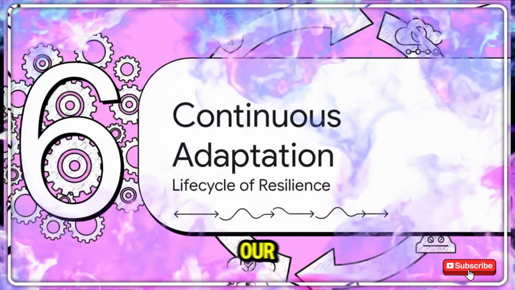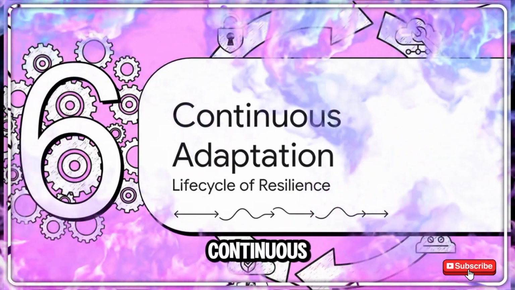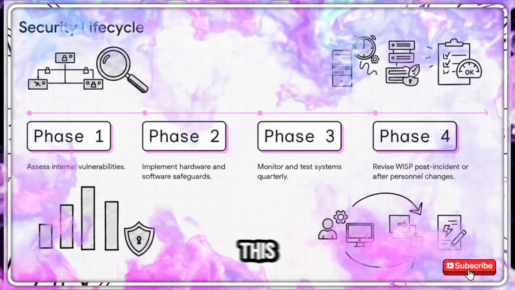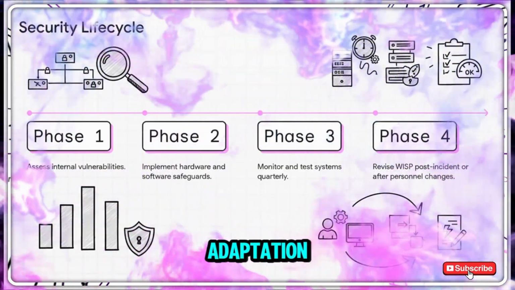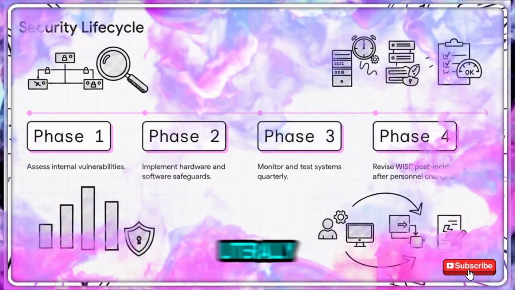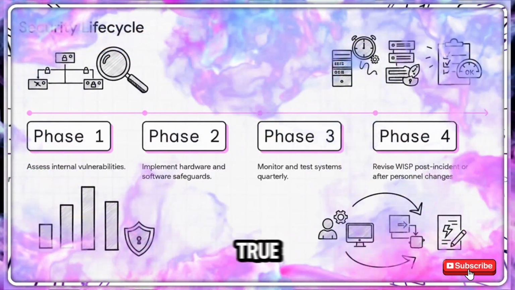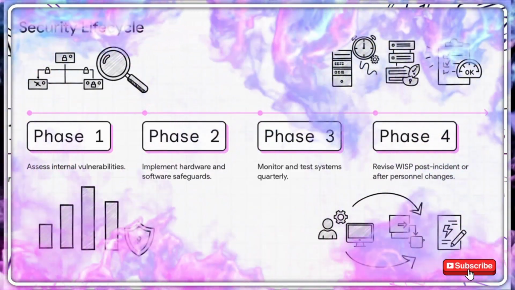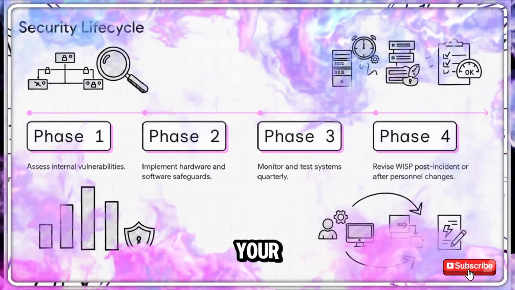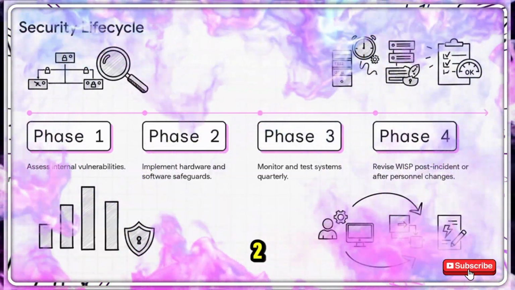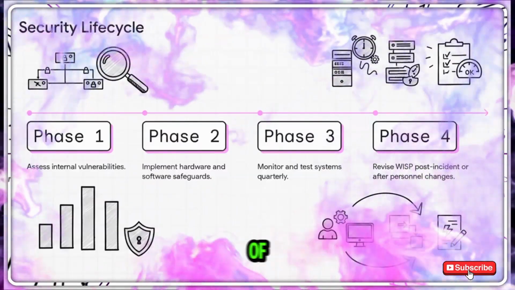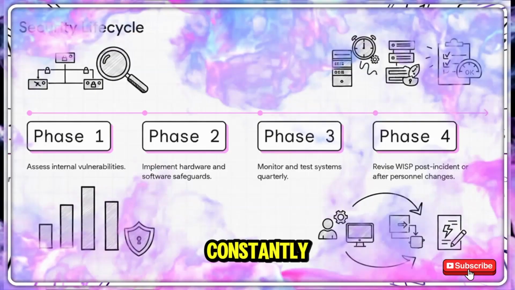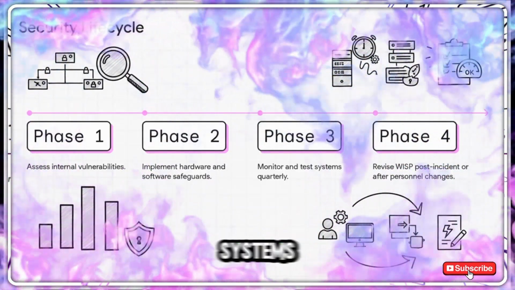And that brings us to our final part, Section 6, Continuous Risk Adaptation and the Life Cycle of Resilience. Let's see how this all builds into a continuous loop of adaptation, visually proving that a WISP is literally never finished. A true security architecture operates as a continuous, unbroken cycle. Phase 1 is the clinical assessment of your internal vulnerabilities. Phase 2 is the actual, physical implementation of those 6 pillars of defense we outlined earlier. Phase 3 requires constantly monitoring and rigorously testing those systems quarterly.